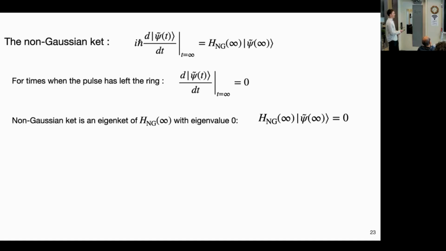And if I plug that into the Schrodinger equation, I find that the non-Gaussian ket at this infinite time is an eigenket of the non-Gaussian Hamiltonian, also evaluated at infinity, but with eigenvalue 0. And this is a feature of working in this asymptotic fields approach. It reframes the problem as looking for the null space of this Hamiltonian, which I think might be useful in future work. But of course, we still have to show that this non-Gaussian ket is actually useful in a quantum computing context, let's say.